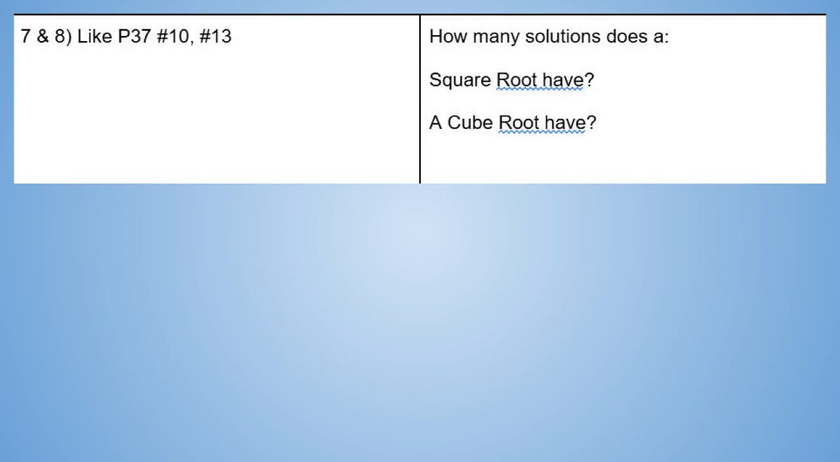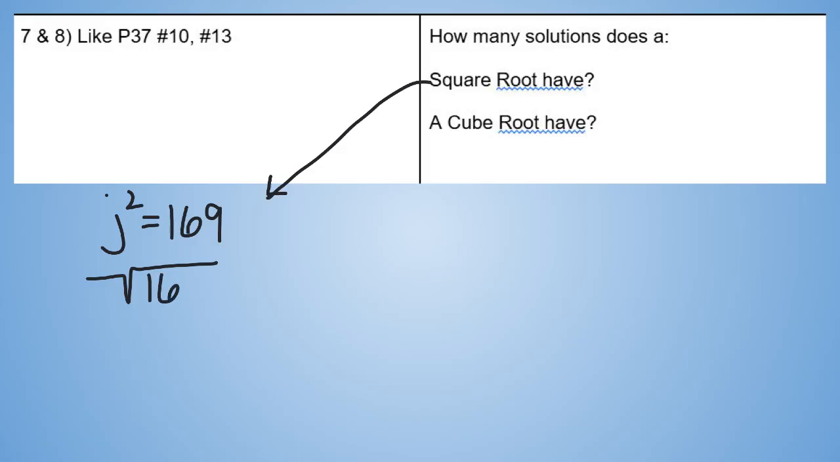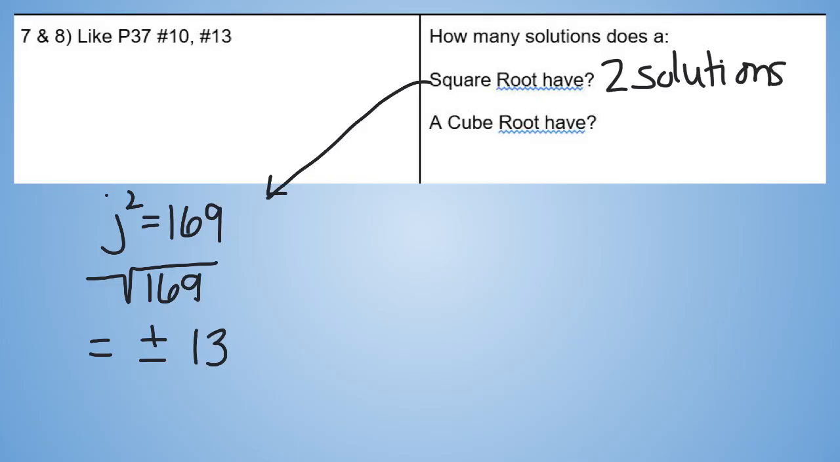To undo a square, we will square root. When you square root, you will have 2 answers. So for example, if I said j squared, let me do this down here. If I said j squared is 169, to undo that, I would square root 169, and I could have either a positive or a negative 13. There are 2 solutions possible for a square root problem mathematically.